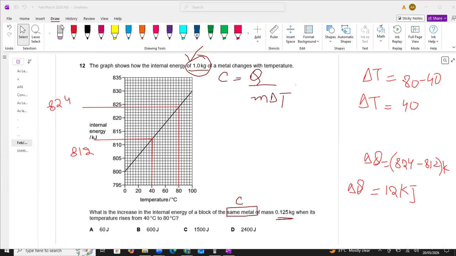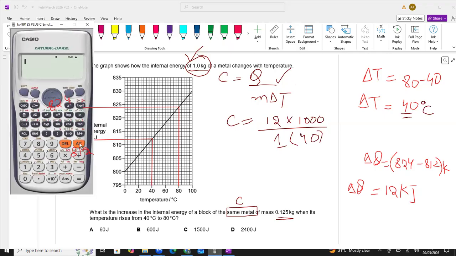So now student, I will put all the values in the given formula. I wrote the formula on my screen. So the change in energy is 12 kilojoule, and kilo means we have to multiply it by 1000. The mass is given as 1 kg and the change in temperature is 40 degrees Celsius. Now we have to find the specific heat capacity: 12 multiplied by 1000 divided by 40. So what are we getting? We are getting 300. So the specific heat capacity of this metal is 300.